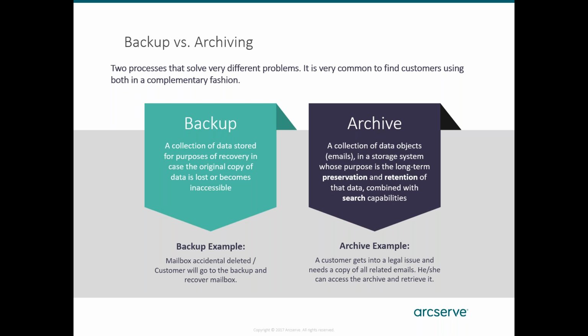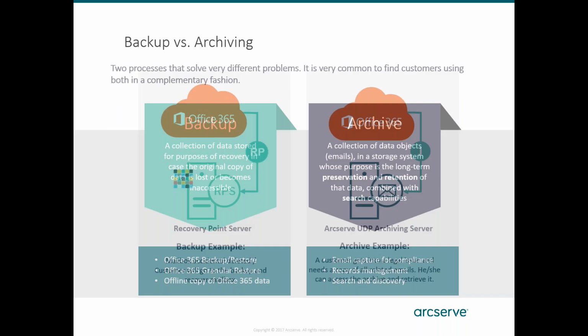But archiving is about discovery and collection of data objects, and the purpose is more about preservation and retention, combined with search capabilities. So, for example, in your organization, you need an email across the organization, not from a single user, but from multiple users, in terms of a legal case that's going on. You need to find something quite quickly and make a list, a report out of that. That's why archiving comes into place. So that's a bit of the difference between the two.